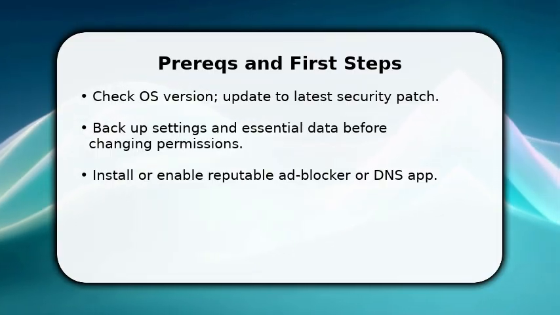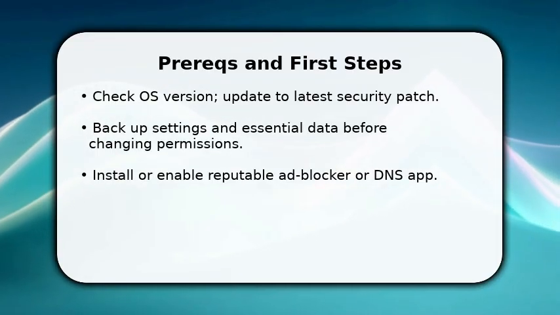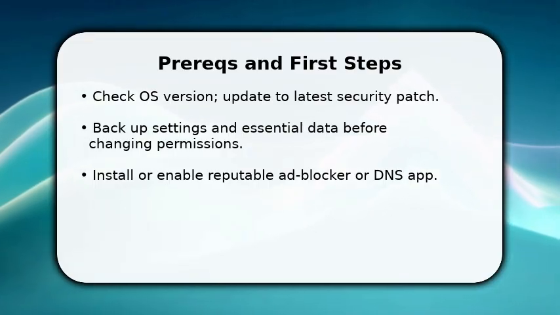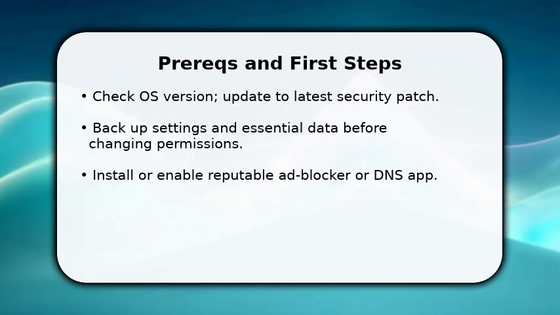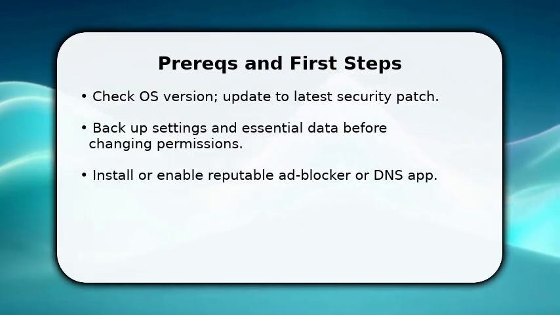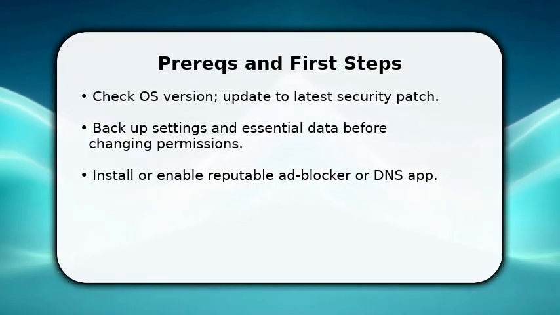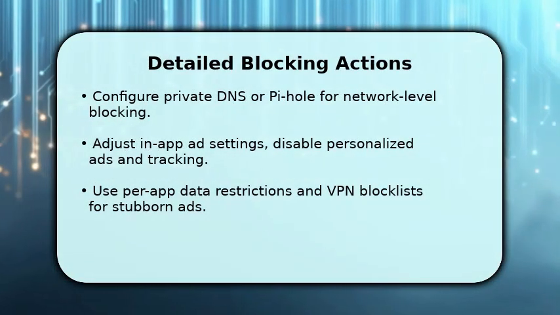Install a reputable ad blocker or set a private DNS now, because these act immediately to reduce ads across apps and browsers. Once done, revoke unnecessary permissions like drawing over apps and location access. This reduces targeted ads and pop-ups, while you now move into deeper controls.